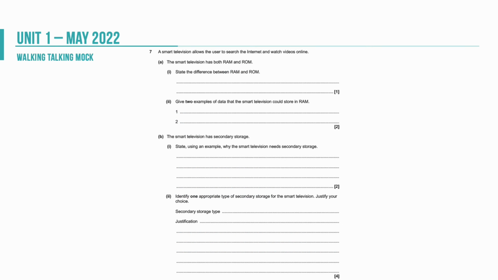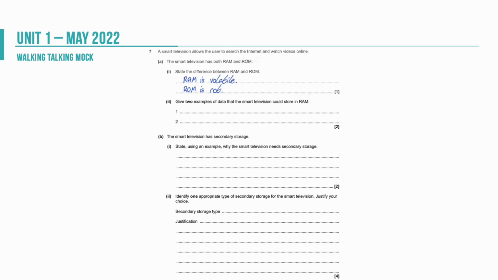We're then looking at a smart television, and this is another set of questions that weren't answered particularly well in the set of papers that I have marked for this May 2022 paper so far. Firstly, we're asked to state the difference between RAM and ROM. That comes up nearly every year. The answer is always going to be that RAM is volatile, ROM is not volatile. Again, we're getting 1 mark for saying that difference.